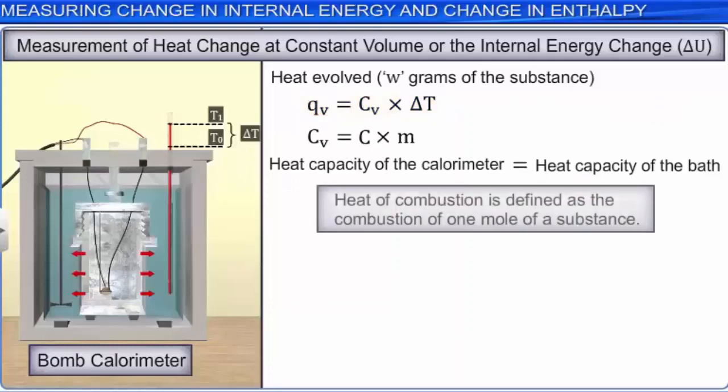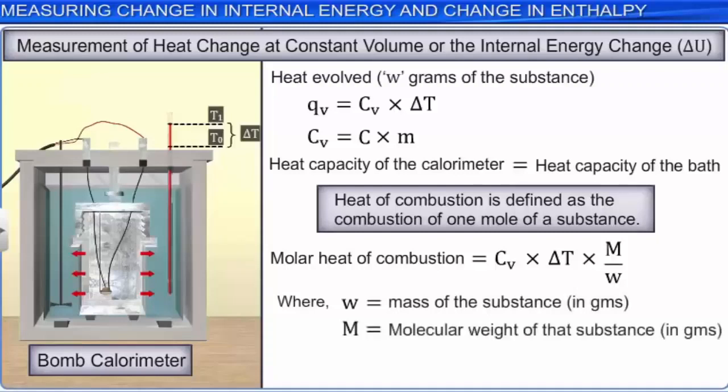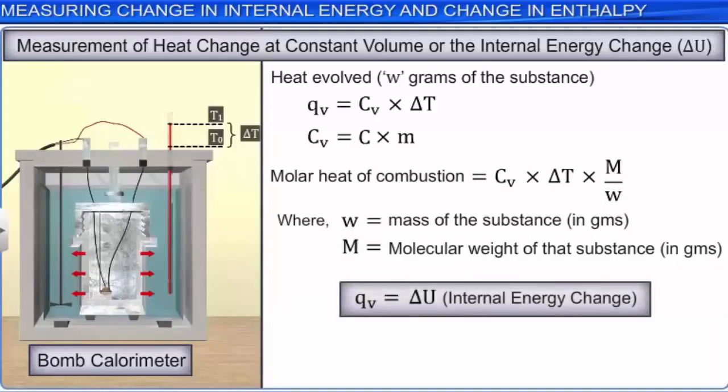Since heat of combustion is defined as the combustion of 1 mole of a substance, the expression for molar heat of combustion becomes: molar heat of combustion = CV × delta T × M / W, where W is the mass of the substance taken and M is the molecular weight of that substance. As the above reaction is carried out in a closed vessel, the heat evolved is the heat of combustion at constant volume and is a measure of internal energy change, delta U.